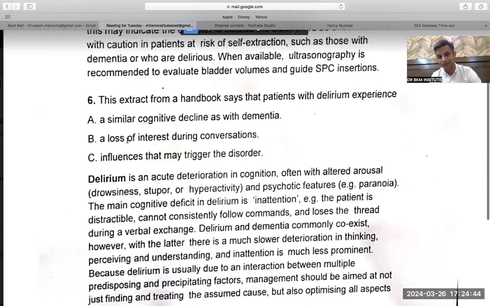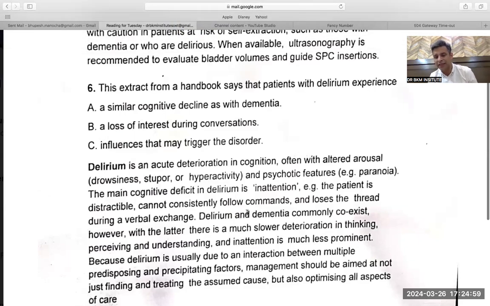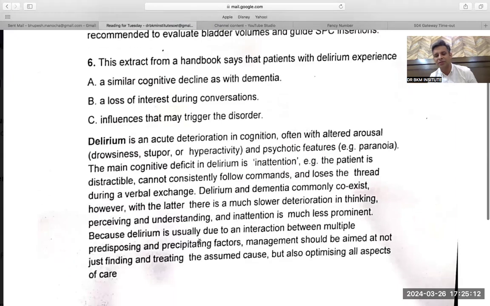Then the last question. In the last question, you have to change the answer. It has to be B because you must have done C, guys. But again, the question is about delirium. Delirium and dementia commonly coexist. However, the latter, meaning dementia, has much slower deterioration in thinking and perceiving, and inattention is much less. But delirium is usually due to an interaction between multiple factors. Management should be aimed.